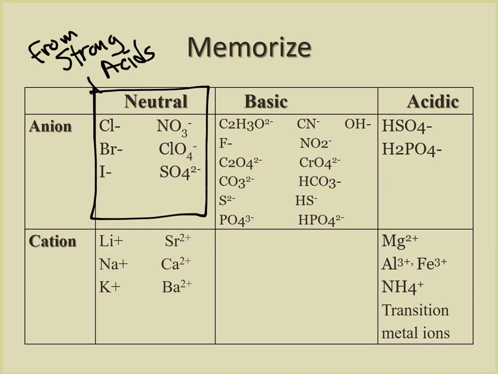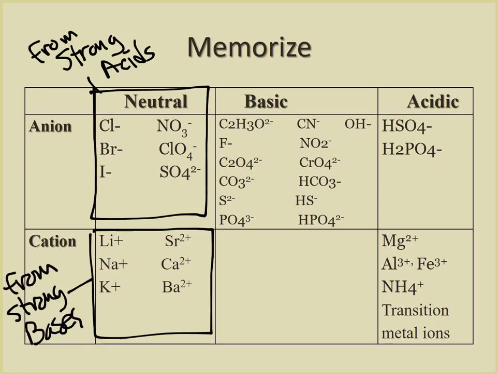Let's look at our neutral cations. These are written first in the salt. If you notice, all of these come from strong bases. So my lithium ion comes from lithium hydroxide. My strontium ion comes from strontium hydroxide. So again with the pattern, if I have a strong base on my reactant side, then I'm going to have a weak conjugate acid. So these will be neutral.